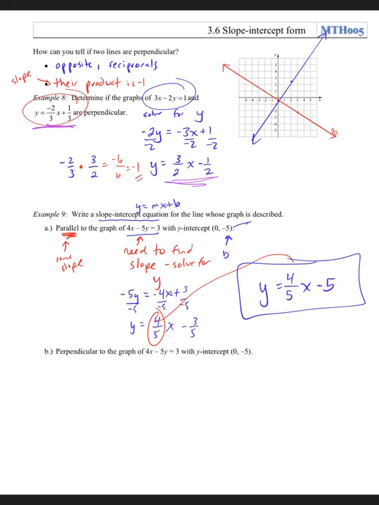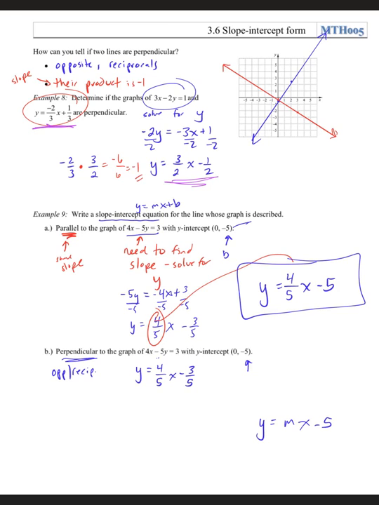Okay, the next one. We want it to be perpendicular to the graph of this. Remember, perpendicular, you want to think opposite reciprocals, perpendicular to this graph with this y-intercept. Again, y equals mx plus b. But we know here that instead of plus b, we want to use a negative 5. However, we need to find our slope. Now, this is the same equation that we just looked at from above, so I'm just going to rewrite it. Y equals 4/5 x minus 3/5.